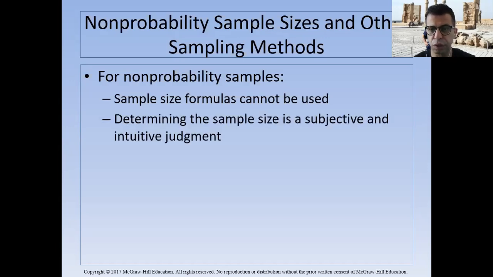We will be determining the sample size subjectively, based on our judgment. So we're looking around and we say, okay, these people look middle income, and we ask them. We're not sure if they are middle income, high income, or low income. It is based on our judgment.